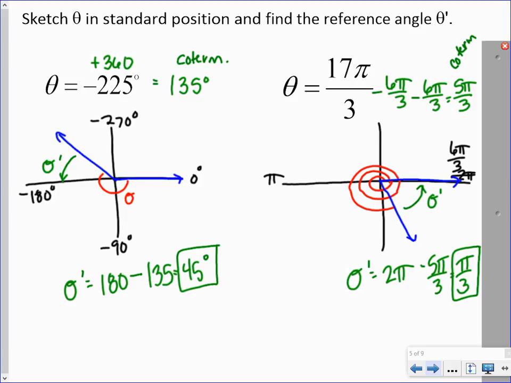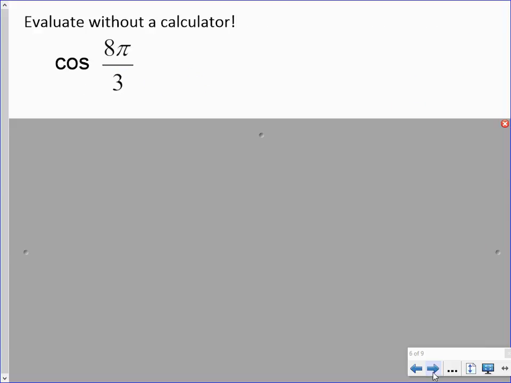Any questions on sketching angles or finding reference angles? Take your time on those radians on your homework. I expect you to be well-versed professionals at graphing radians, thinking about radians, and all of those things. And the only way you get better at those is practice. Okay, so let's use things without a calculator.